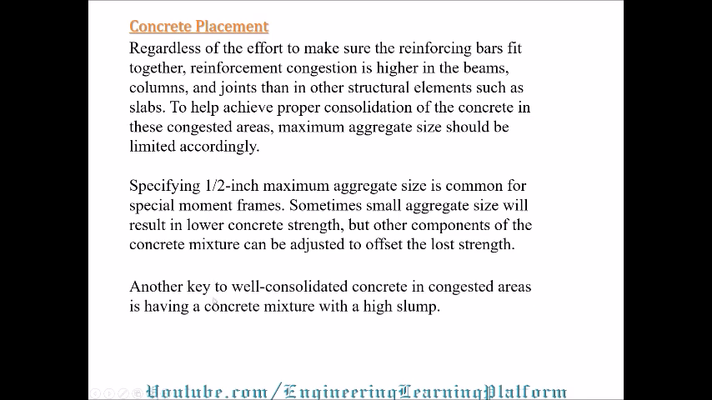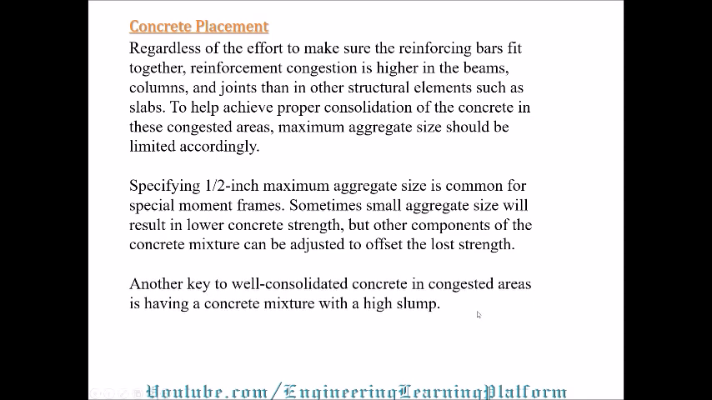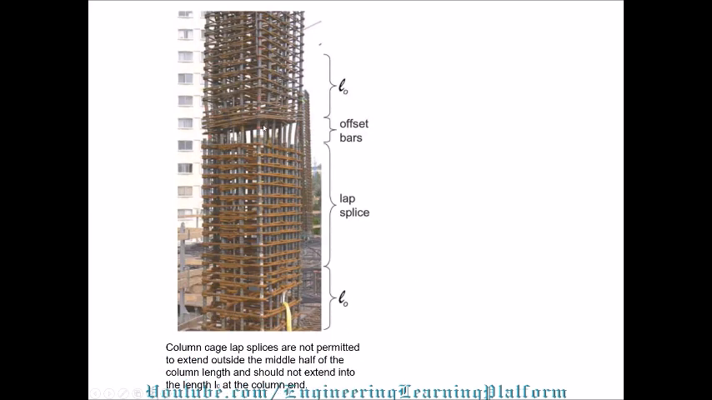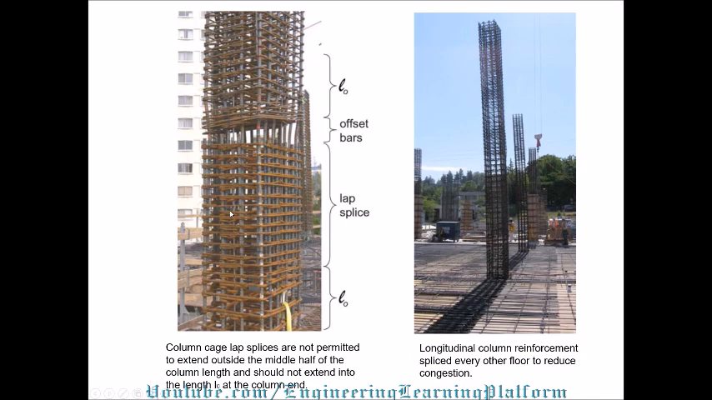Sometimes small aggregate will result in lower concrete strength, but other components of the concrete mixture can be adjusted to offset the lost strength. Another key is to consolidate concrete well in congested areas, using a concrete mixture with high slump. A slump in the range of 7 to 9 inches may be necessary to get the concrete to flow in congested areas. This is a proper example of a column cage.